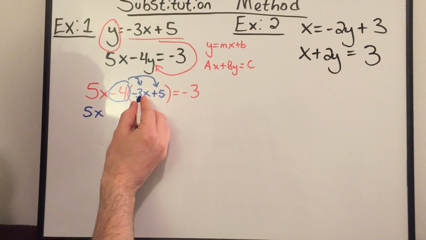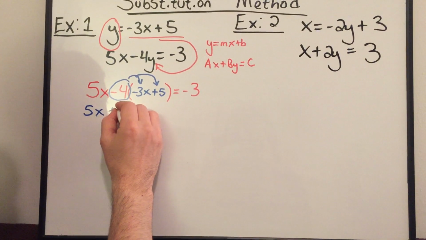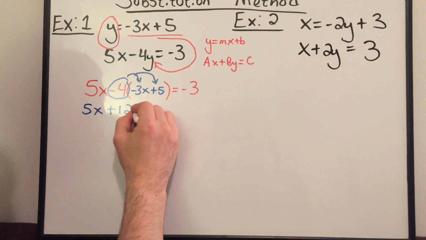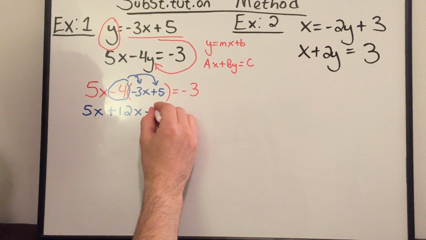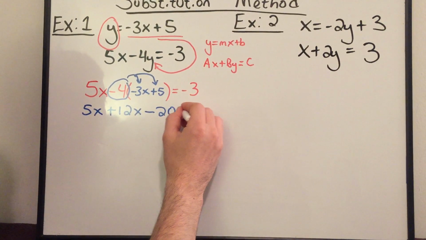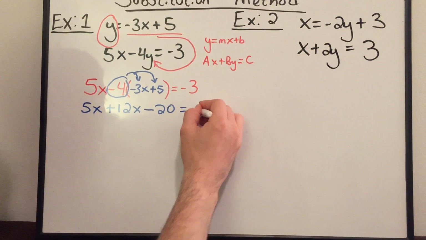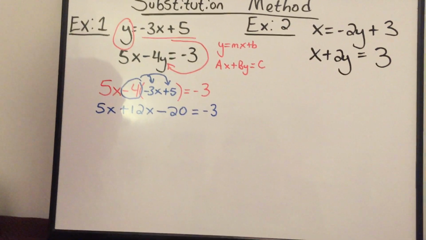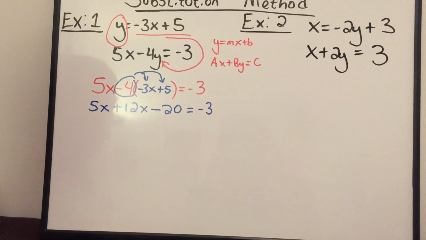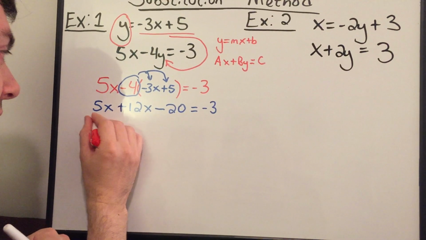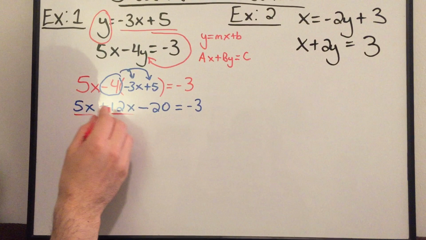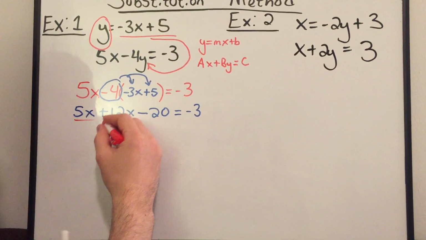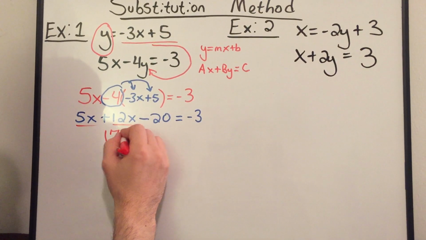So negative 4 times negative 3 gives us positive 12x. Negative 4 times positive 5 gives me negative 20. And then, of course, equals negative 3. That just kind of stays the same right there. And then we're just going to continue to clean up. Notice right here, I got like terms, so I'm just going to combine. 5x plus 12x gives me 17x.